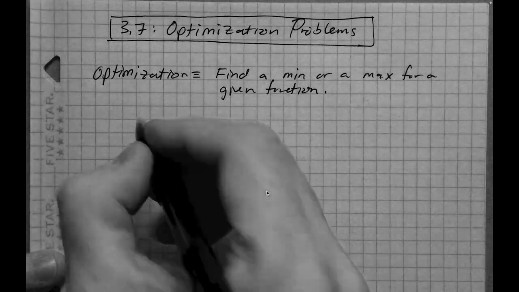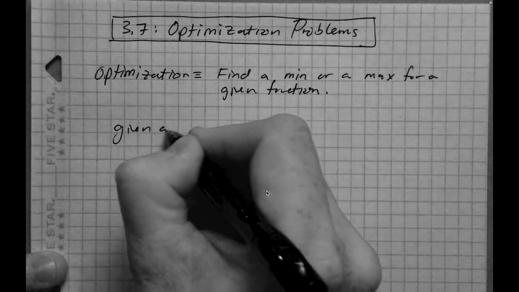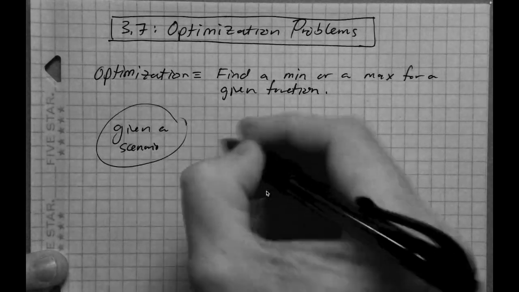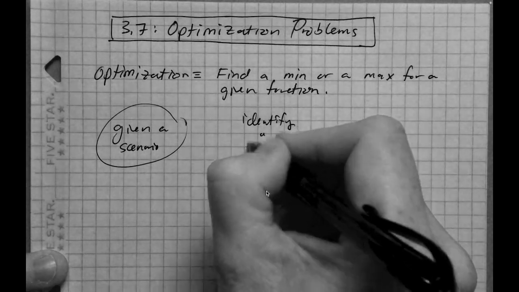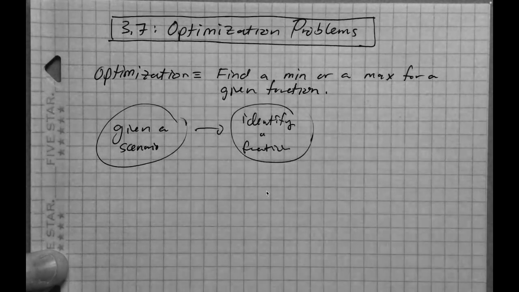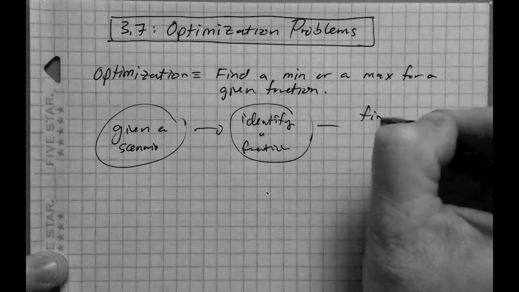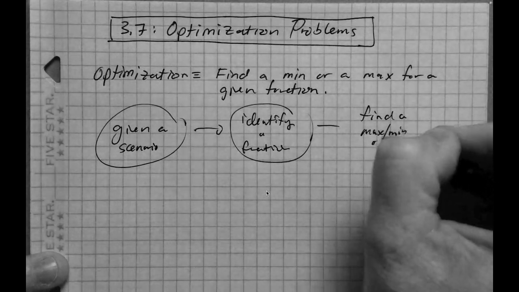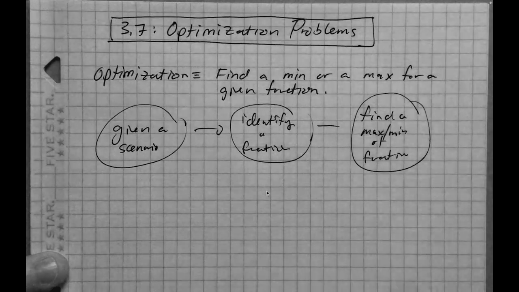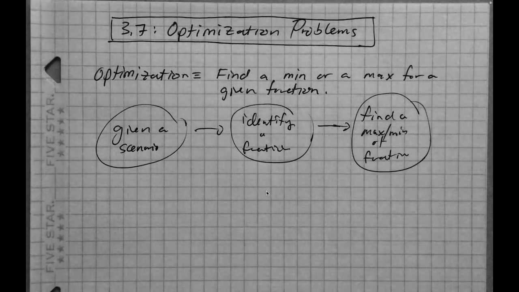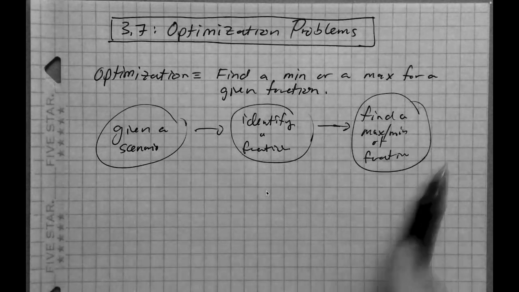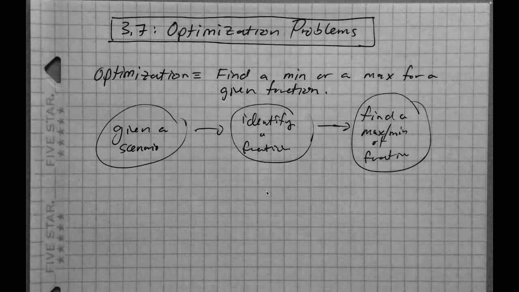So the roadmap will basically be, given a scenario, you want to identify a function that can be used to model the scenario, and then you want to find a max or min of the function. That's kind of more or less what we're up to here. Now, as you'll see, we'll get into some examples here. These can vary very widely, right? They can be quite distinct. So this is a general blueprint of what we're up to, but the details can vary widely. So, let's take the first example.